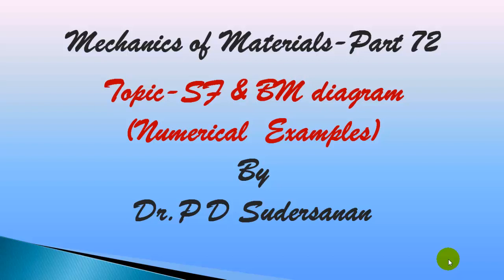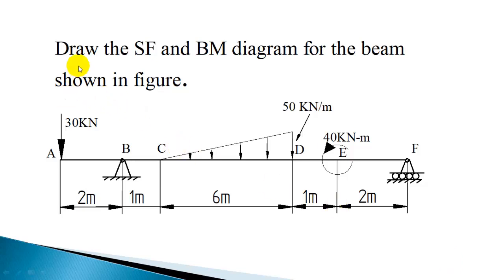In today's class, we'll work out another example for shear force and bending moment diagram for an overhanging beam subjected to a uniformly varying load, a couple and a point load. Let us work out. Draw the shear force and bending moment diagram for the beam shown in figure.